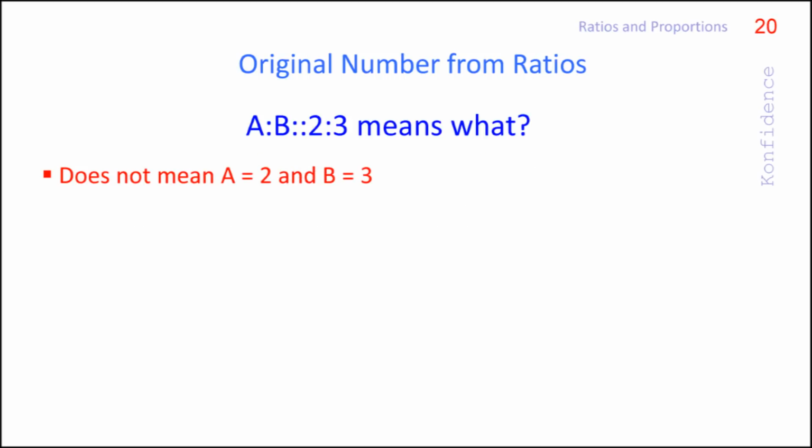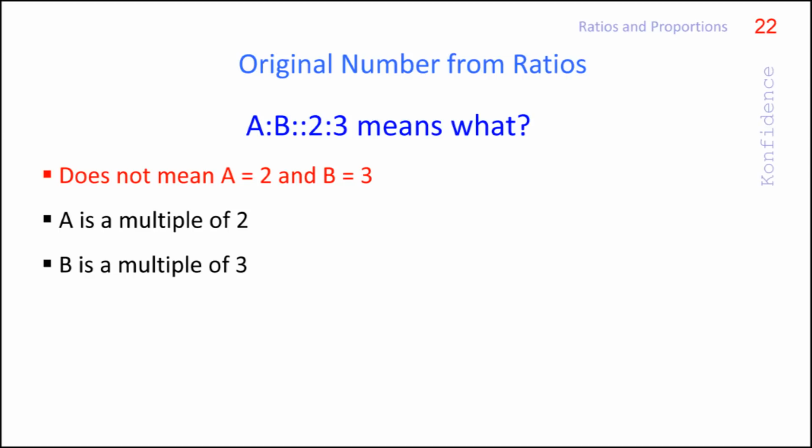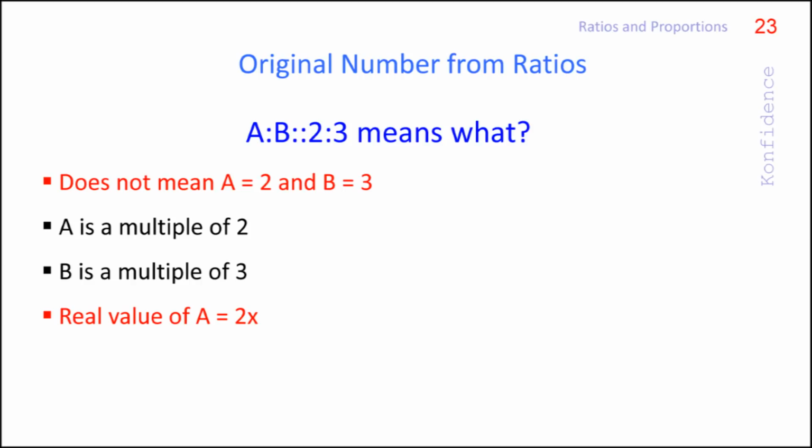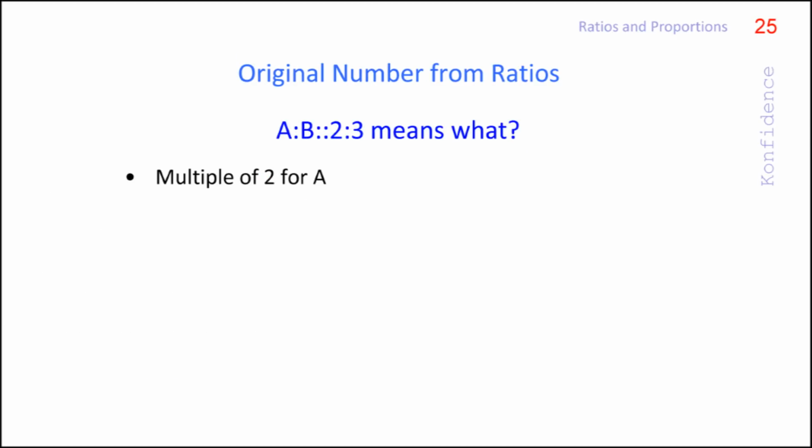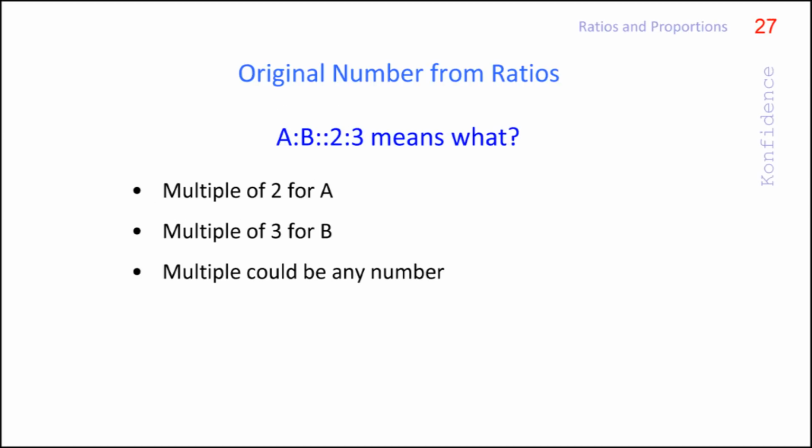A is to B equals 2 is to 3. Does this mean A equals 2 and B equals 3? No, it does not. It means that A will be a multiple of 2 and B will be a multiple of 3. So, the real value of A will be 2x and the real value of B can be defined as 3x. The real values will be a multiple of 2 for A and a multiple of 3 for B. The multiple could be any number. That is why it is usually denoted as x.